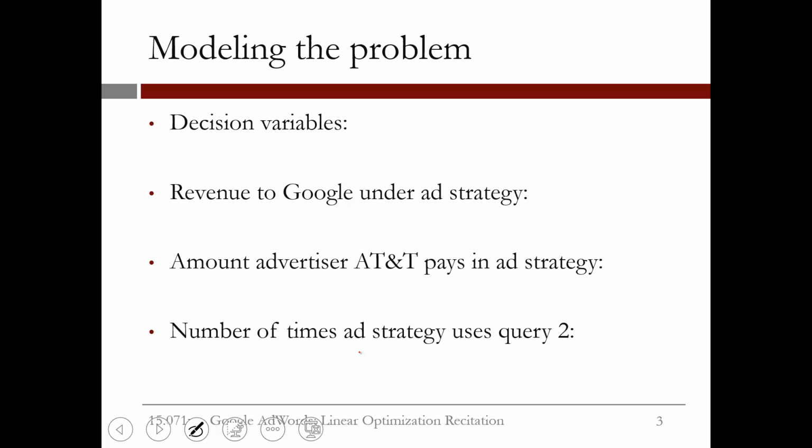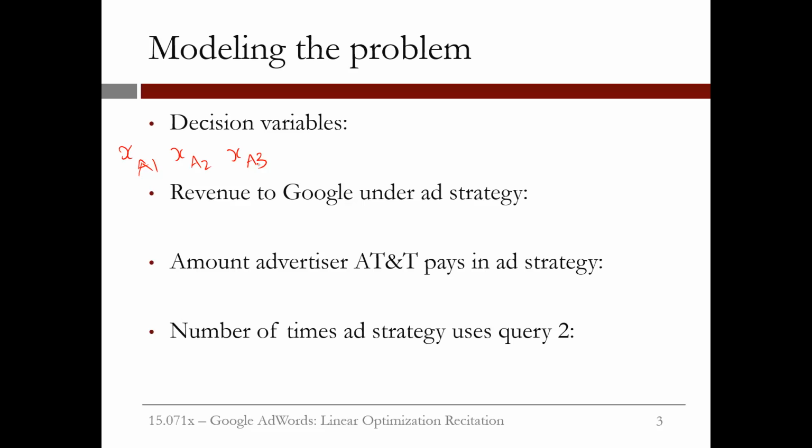So for example, one of our decision variables will be XA1. XA1 is the number of times we will display AT&T's ad for query 1. Similarly, we can define XA2 and XA3. These are the numbers of times that we will display AT&T's ad for queries 2 and 3 respectively.